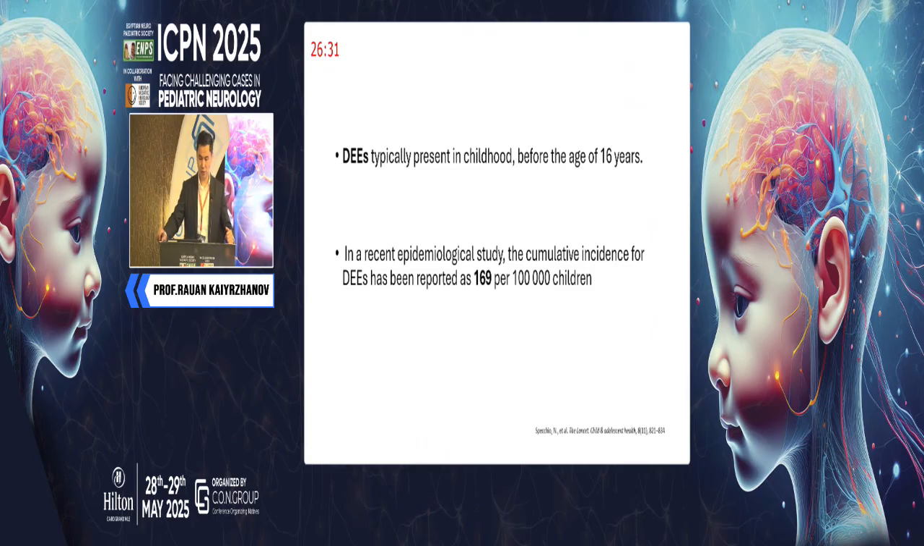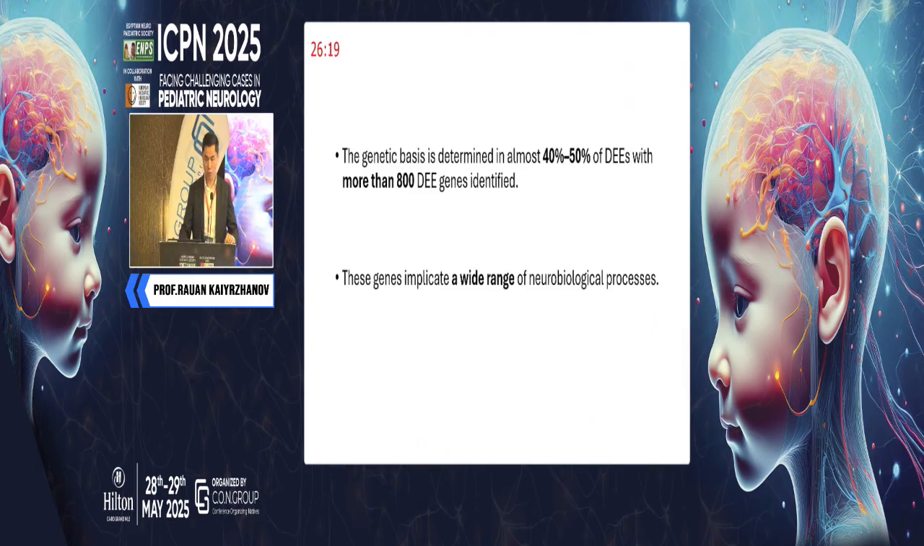DEEs typically present in childhood before the age of 16. In a recent epidemiological study, the cumulative incidence for DEEs has been reported as 169 per 100,000 children. The causes of DEEs are heterogeneous, but most commonly they are genetic. With the advances of next generation sequencing, the genetic basis is determined in up to 40–50% of DEEs, and more than 800 genes have been identified.